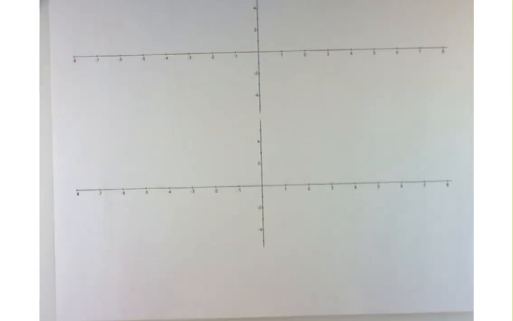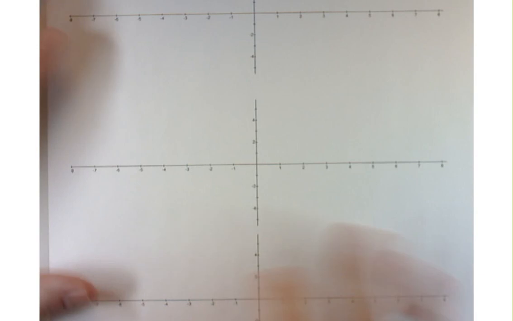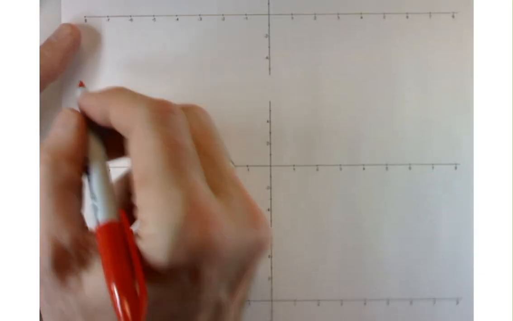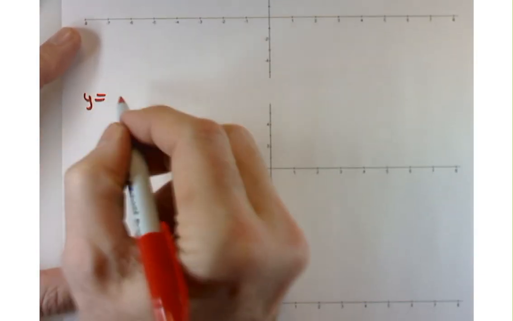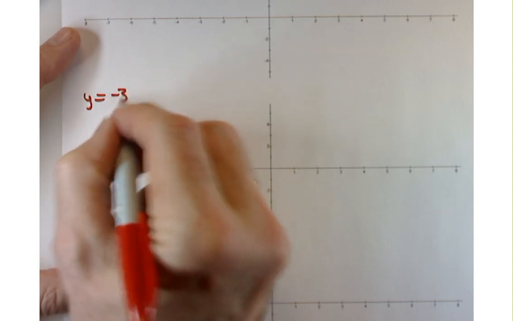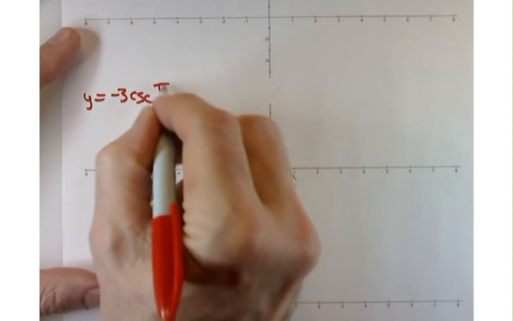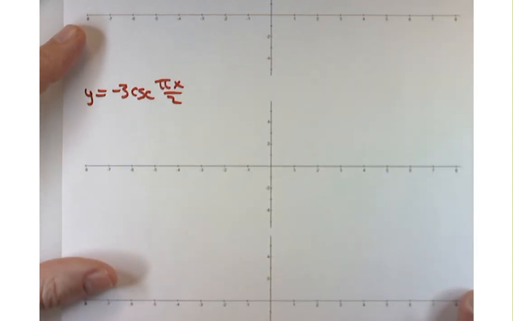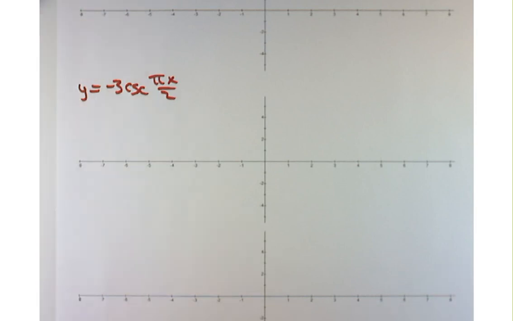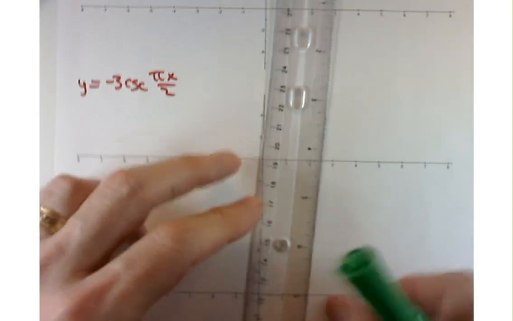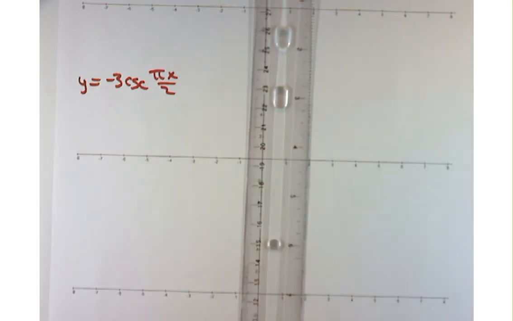On the back of your handout, I've got a couple extra graphs. So I'm going to go to one of the extra graphs here. Let's do y equals -3 cosecant of pi x over 2. I'm going to start by drawing a couple of vertical asymptotes, just enough to give me a general sense of this graph.